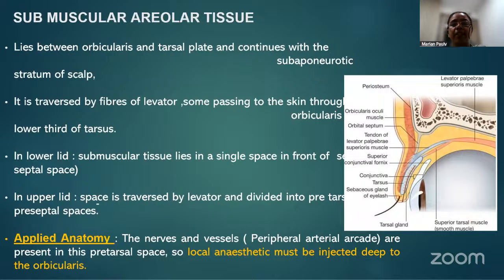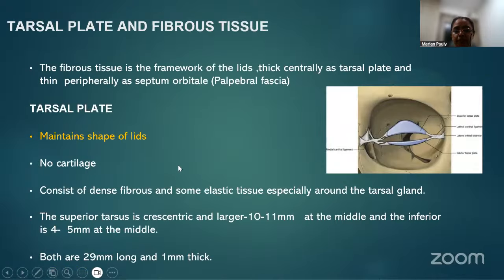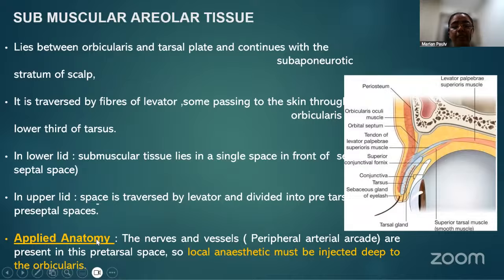Now move to the submuscular areolar tissue. It lies between orbicularis and tarsal plate and continues with the subaponeurotic stratum of the scalp. So it is important because some of the hematomas can spread to the lower eyelid through this space and to the upper eyelid through this space. It is traversed by fibers of levator. In the lower eyelid, submuscular tissue lies in a single space in front of the tarsus. Applied anatomy is nerves and vessels, that is peripheral arterial arcade, are present in this space. So local anesthetic must be injected deep to the orbicularis.